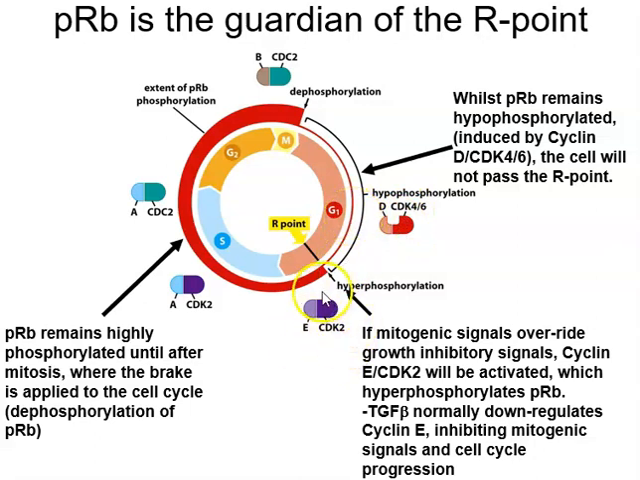We then get a rapid expression of cyclin E, which activates its cyclin-dependent kinase, CDK2, and that completely phosphorylates the retinoblastoma protein, so it changes its conformation and shape, and that changing shape is crucial in driving the cell through G1 phase into S phase. And then pRB remains highly phosphorylated throughout the cell cycle and then gets dephosphorylated at the end.